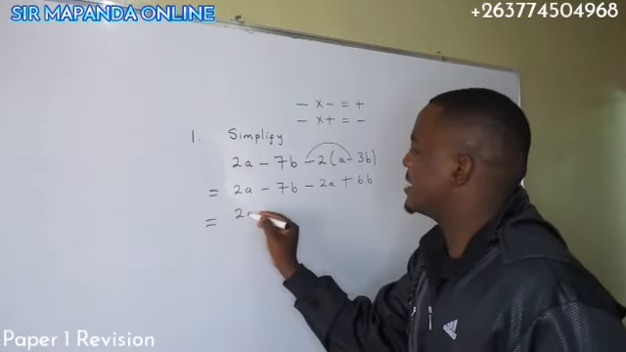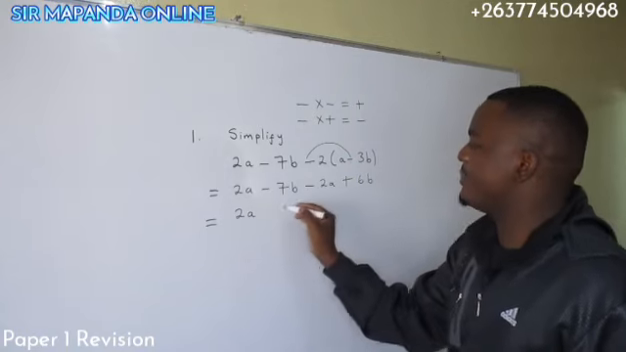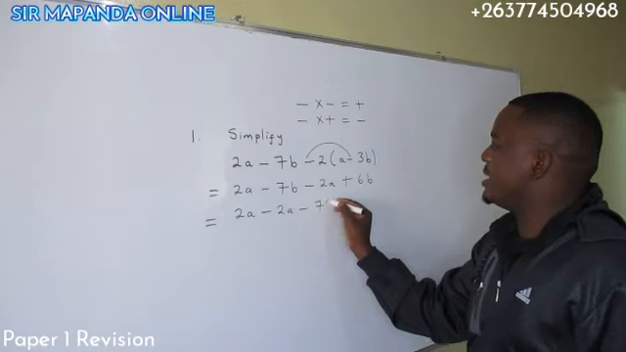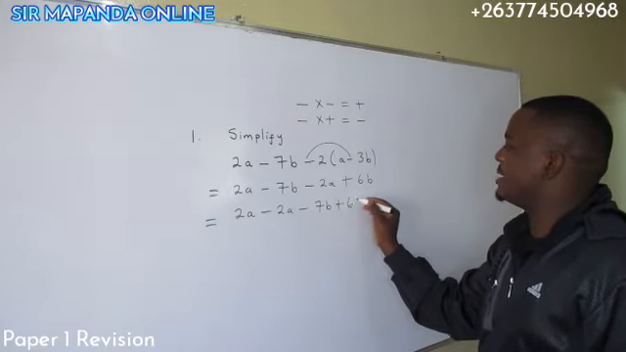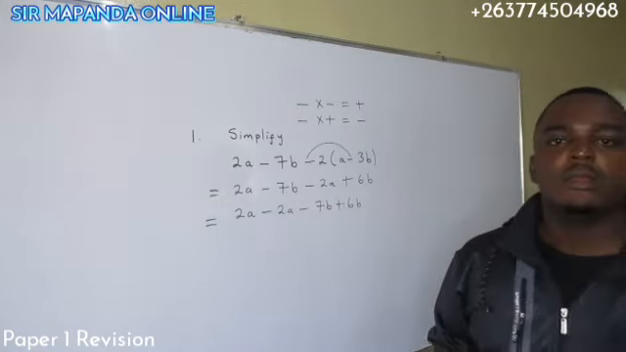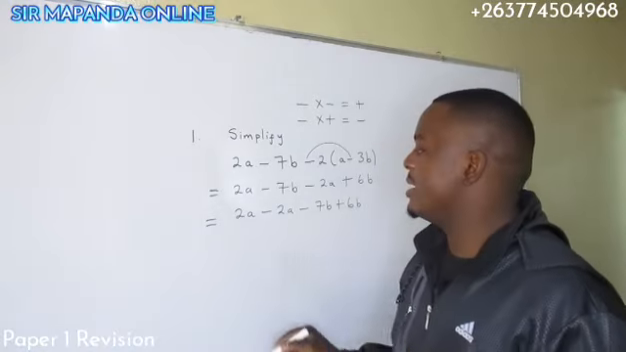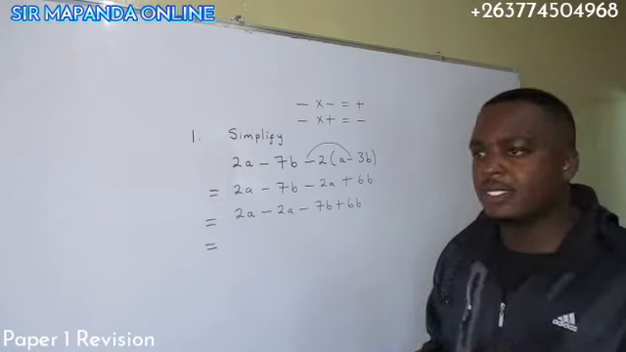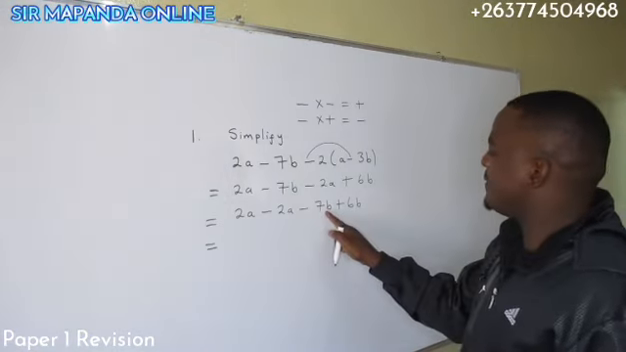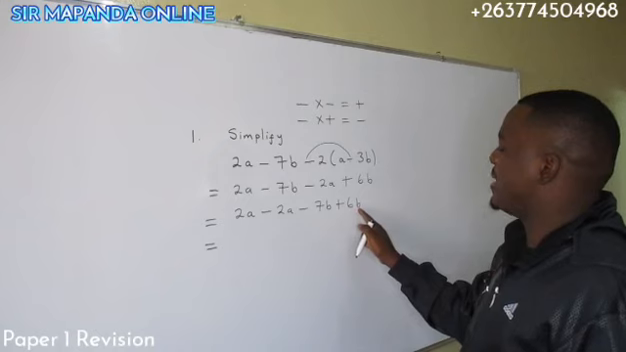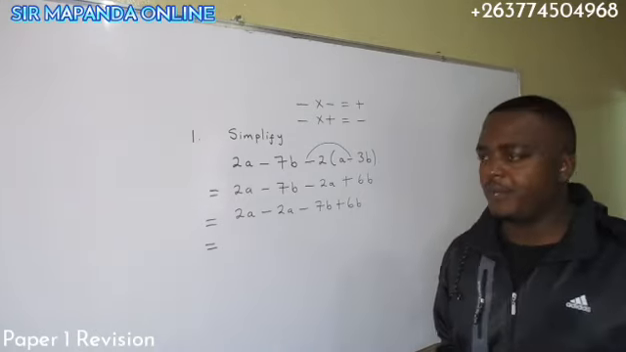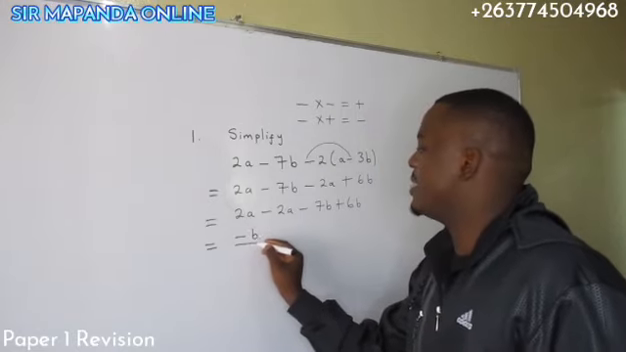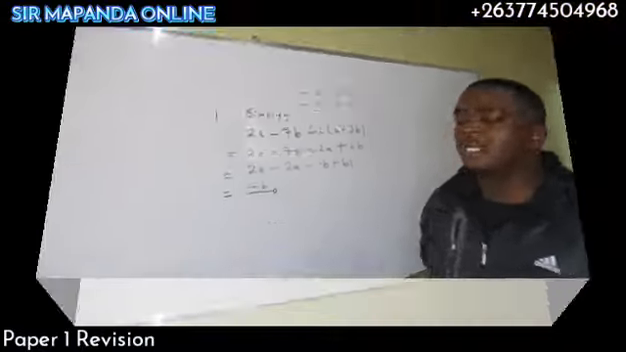So 2a is a term in a, which is a like term with minus 2a, right? Then minus 7b is a like term with plus 6b. So what is 2a minus 2a? 2a minus 2a, you get a 0, and there's no need for you to write down the 0. Then minus 7b plus 6b, you get minus 1b. So minus 1b can be written as minus b, and this is your final answer.